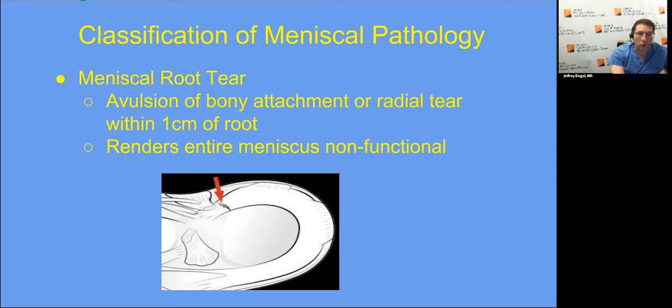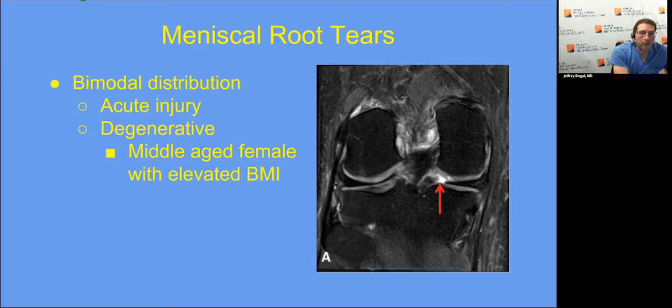And if it's within 1 centimeter of the root, it's been found that the entire meniscus is essentially rendered non-functional. And so someone who's had their entire meniscus removed has a much higher chance of getting osteoarthritis. So a root tear is essentially the equivalent of a total meniscectomy, and that patient is at high risk for getting osteoarthritis. It's been found that this has a bimodal distribution. Again, the acute injury occurs in about 30% of patients, younger patients, usually associated with an ACL tear. And then the degenerative type tears around the root make up about 70% of the root tears we're seeing.